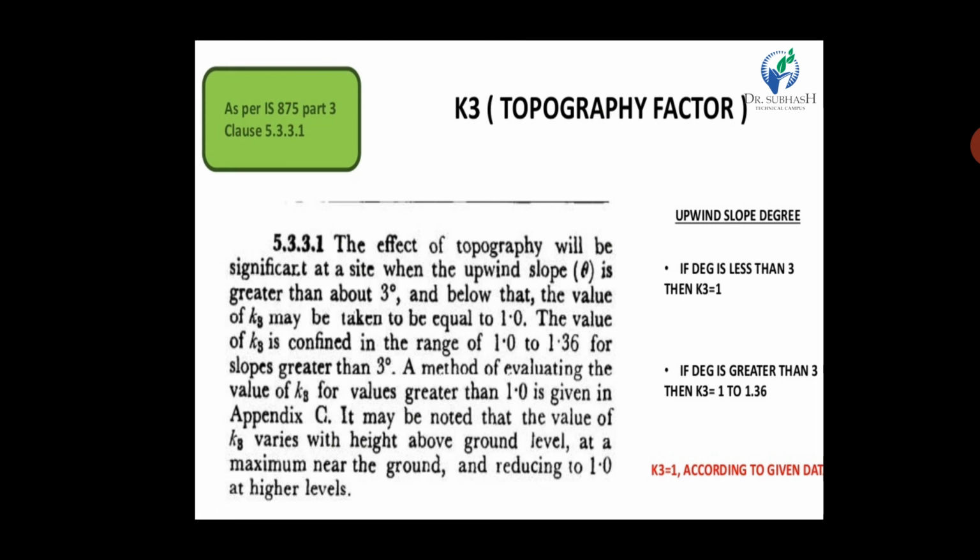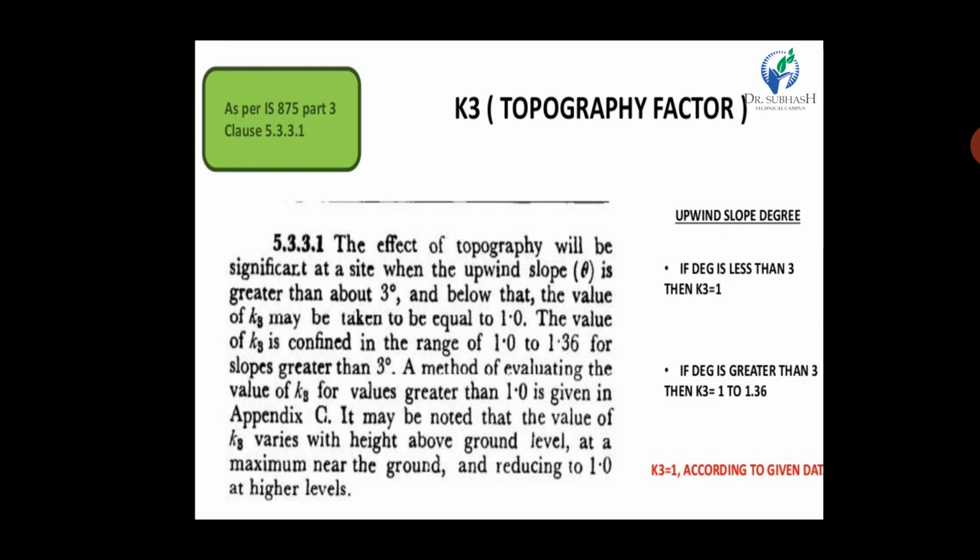Now we calculate K3. It's very important because it's the topography factor. According to clause number 5.3.3.1, the effect of topography will be significant at a site when the upwind slope is greater than 3 degrees. Then only it should be calculated. Otherwise, below that, K3 may be taken as equal to 1. So if the upwind slope is greater than 3 degrees, the method of evaluating the K3 value, greater than 1, is given in Appendix C of IS 875 part 3.